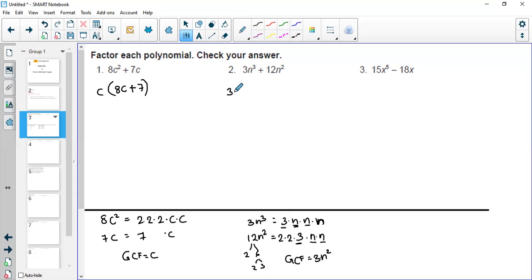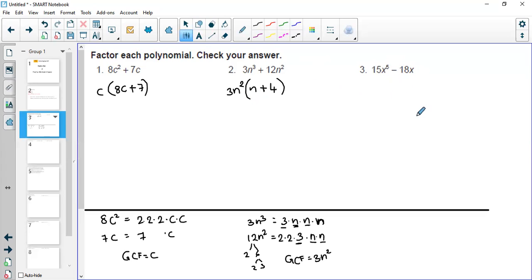So we write the GCF out, that's 3n squared, and then open up the parenthesis. So if you would divide 3n cubed by 3n squared, all you are left with is an n. And then here 12 divided by 3 is going to give you a 4, and n squared divided by n squared is 1. So we do not usually write that. So it's n plus 4. So this is the factorization for question number 2.